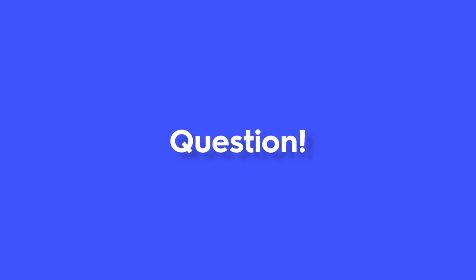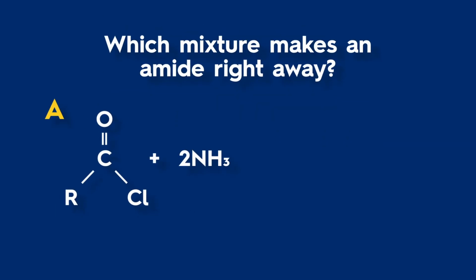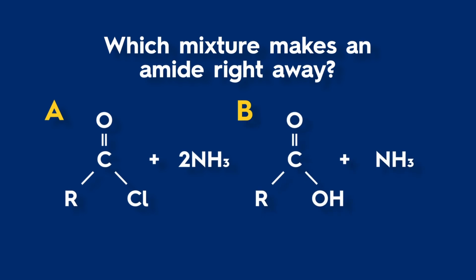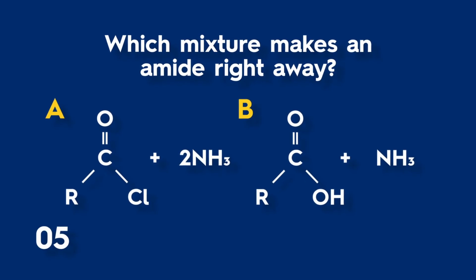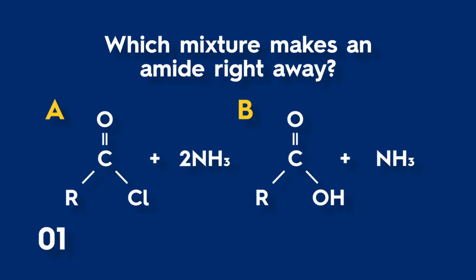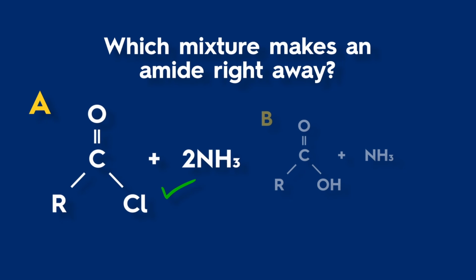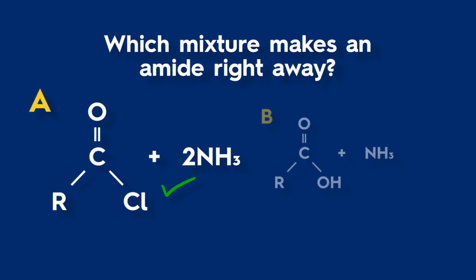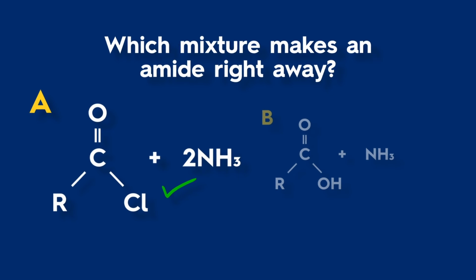Here's a question. Which mixture makes an amide right away? An acid chloride with ammonia or a carboxylic acid with ammonia at room temperature? Lock in your answer. It's A. The instant reaction comes from acid chloride plus ammonia because acid chlorides are far more reactive.